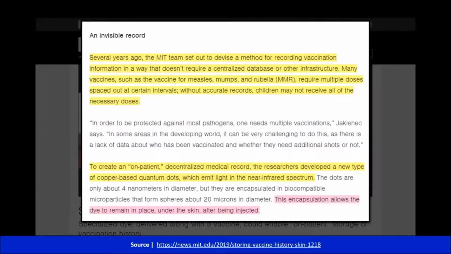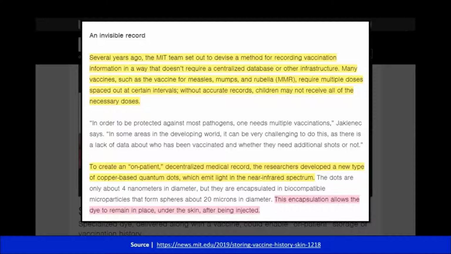An invisible record. So they tell you right here, it's an invisible record. Several years ago, the MIT team set out to devise a method for recording vaccination information that doesn't require a centralized database or other infrastructure. Many vaccines, such as the vaccines for measles, mumps, and rubella, MMR, require multiple doses, spaced out at certain intervals. Without accurate records, children may not receive all their necessary doses.